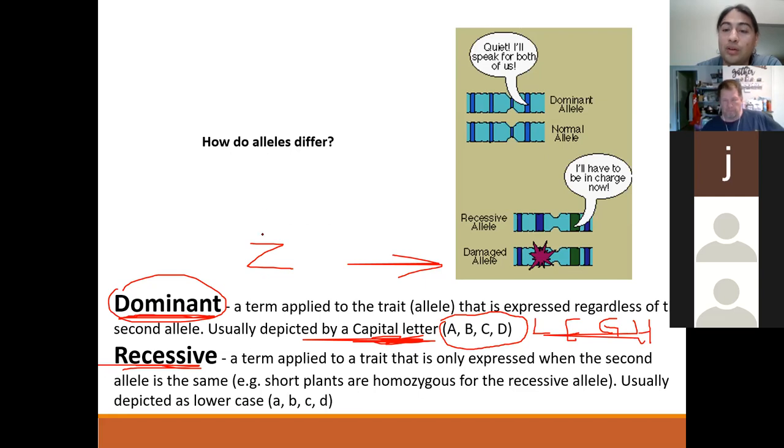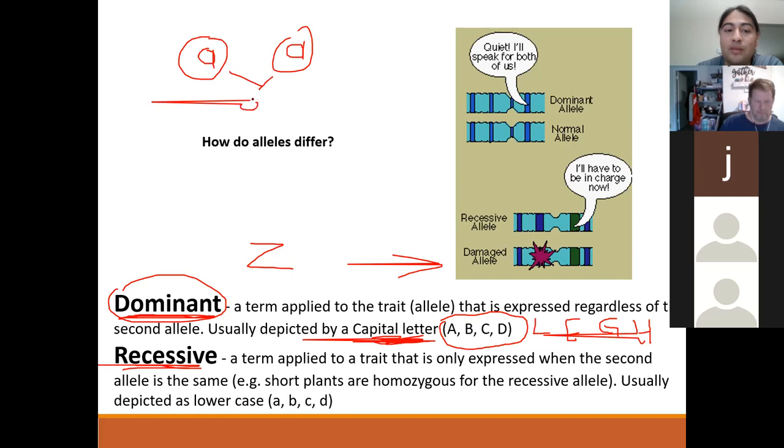blocked from being expressed by the dominant allele, except when you are receiving two recessive alleles from both of your parents. Say this is your father with blue eyes, and then your mother with blue eyes, and when you have them together, you are going to have two recessives together, which are exactly the same. So when two recessives are together and are the same, they will actually express the blue eye color.